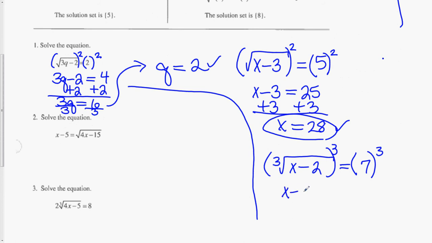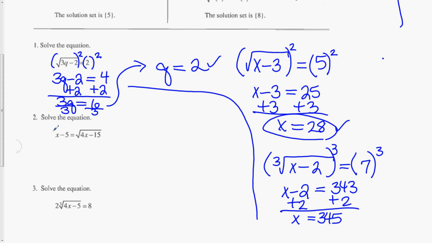So x minus 2 comes out. 7 times 7 times 7 would be 343. And then we add 2 to both sides. So x equals 345. And so if we checked that, 345 minus 2 would be 343. If you take the cube root of 343, you get back your 7. Okay, so there's some that are fairly straightforward.